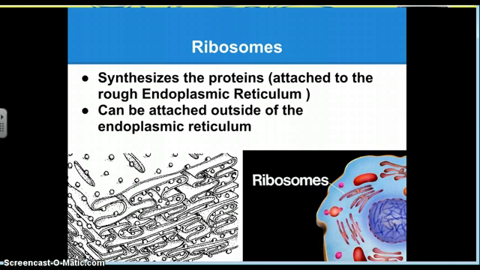And so next we have ribosomes. The ribosomes synthesize the proteins, which the rough endoplasmic reticulum does. And it can be attached outside of the endoplasmic reticulum. So what I'm trying to say is that it can also float around anywhere through the cytoplasm.